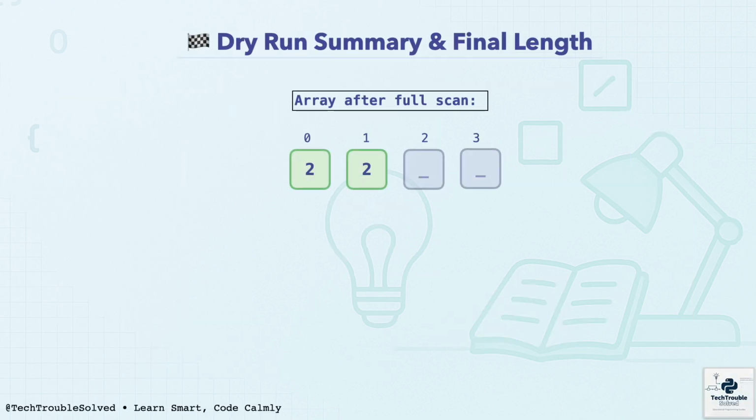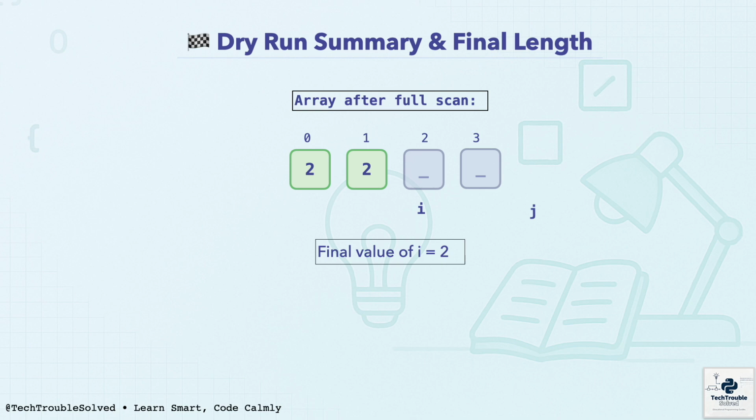Let's quickly summarize what just happened. Pointer j scanned the entire array from start to end. Every time we found a value equal to val, we skipped it. Every time we found a valid value, we copied it to the front and moved pointer i. After the full scan, all valid elements are now grouped at the beginning of the array. Pointer i has stopped at position 2. This means there are 2 valid elements in the array.